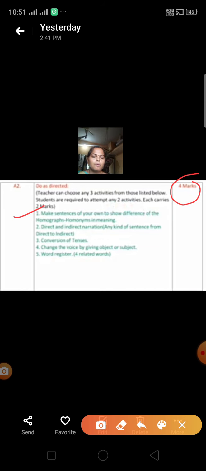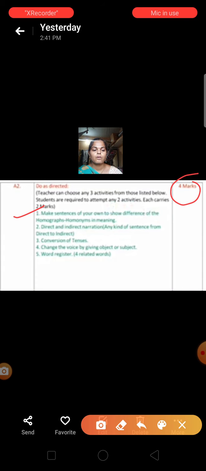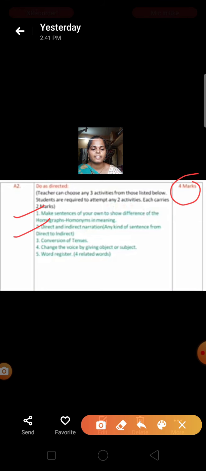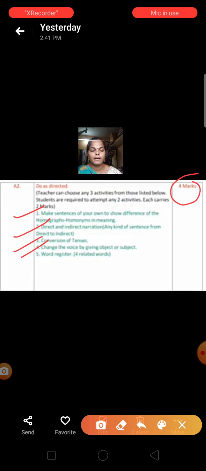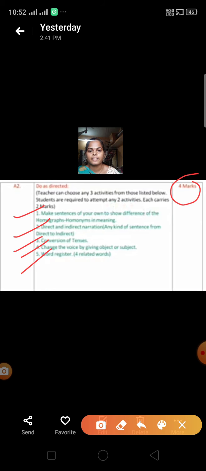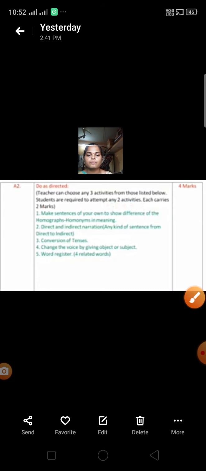First one is make sentences of your own to show the difference of the homographs or homonyms in meaning. Understood? Second one is direct and indirect narration. In it, any kind of sentence from direct to indirect. Third one is conversion of tenses. Fourth one is change the voice by giving object or subject. Fifth one is word register. In it, 4 related words you have to write. Understood? Very simple it is for you.